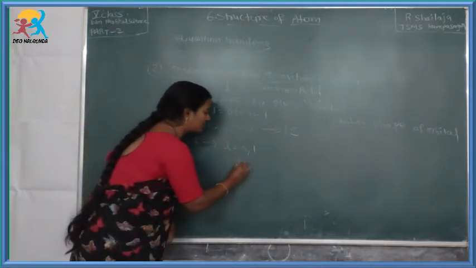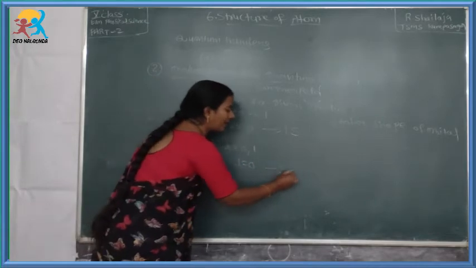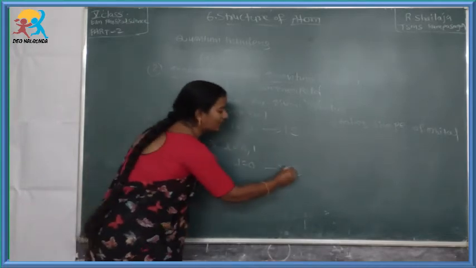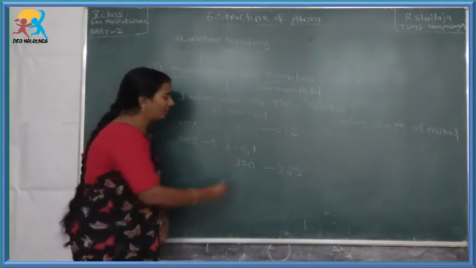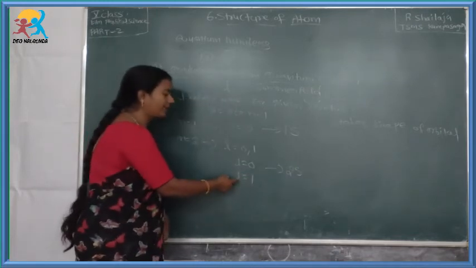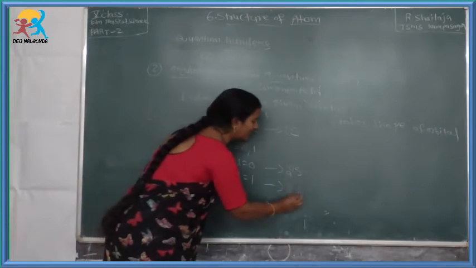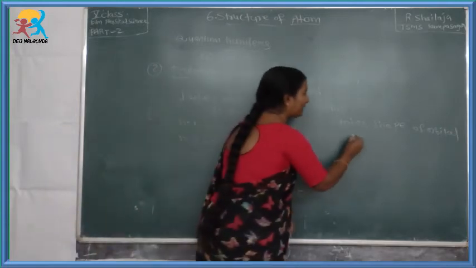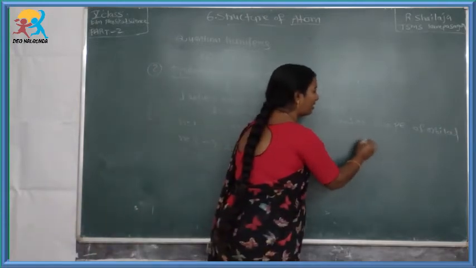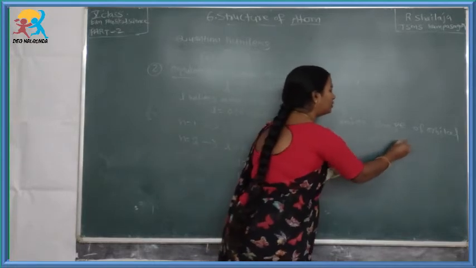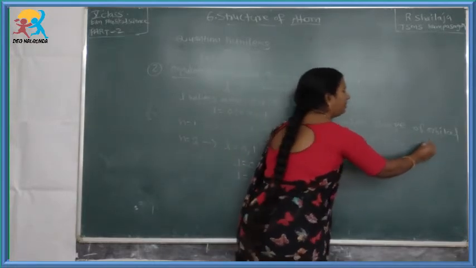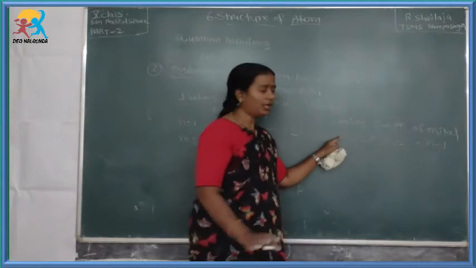If L equals 0, it is the S orbital. So the second shell S orbital is represented as 2s, and if L equals 1 it is the P orbital. The second shell P orbital is represented as 2p. Okay. The L values are 0, 1, 2, 3, up to n minus 1. Okay, up to n minus 1.